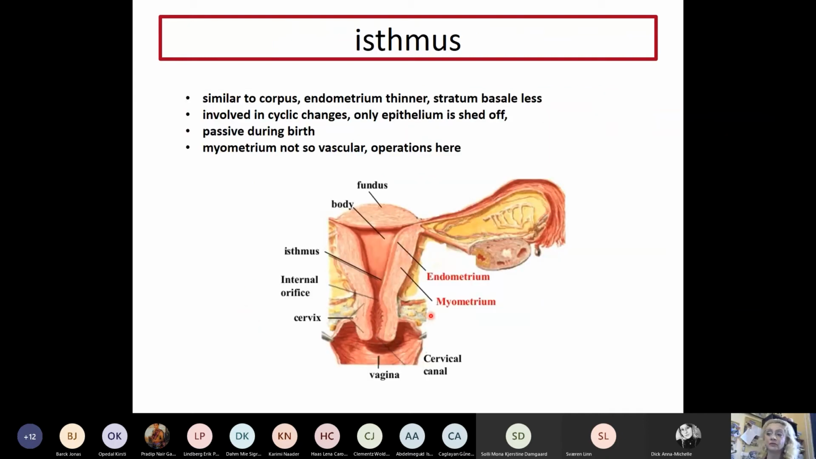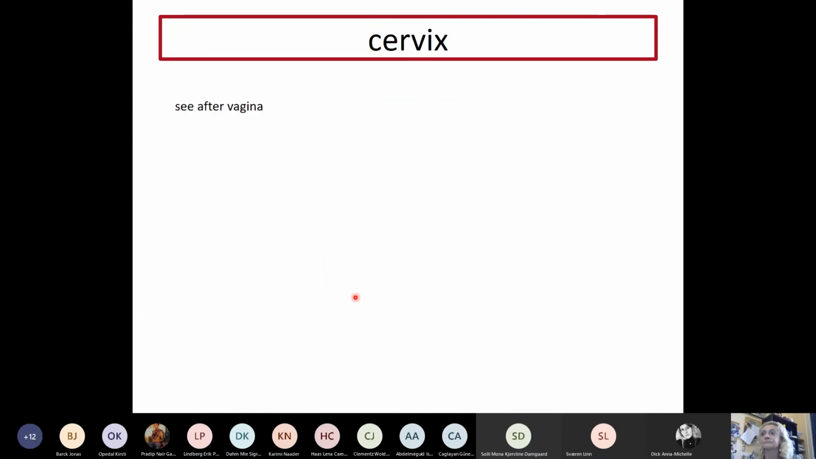Isthmus, just a few words about this transitional zone, so where the body and the cervix meet. This is similar to the corpus. The endometrium is thinner, and it is involved in the cyclic changes, but less, and it's quite passively dilating during birth. There is less vascular supply here, so this is where surgeons like to go in.